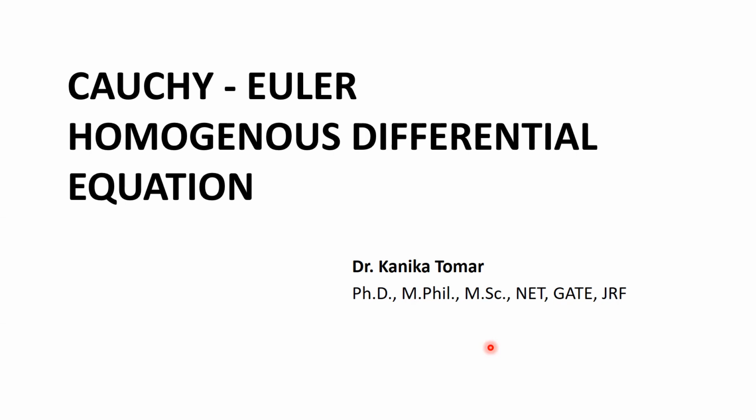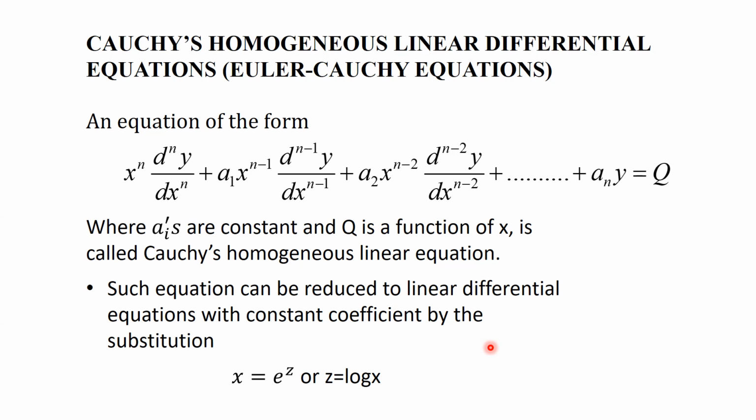In this video, we will explore the Cauchy-Euler homogeneous differential equation. An equation of the form x^n d^n y/dx^n + a1 x^(n-1) d^(n-1) y/dx^(n-1) + a2 x^(n-2) d^(n-2) y/dx^(n-2) + ... + an y = Q.